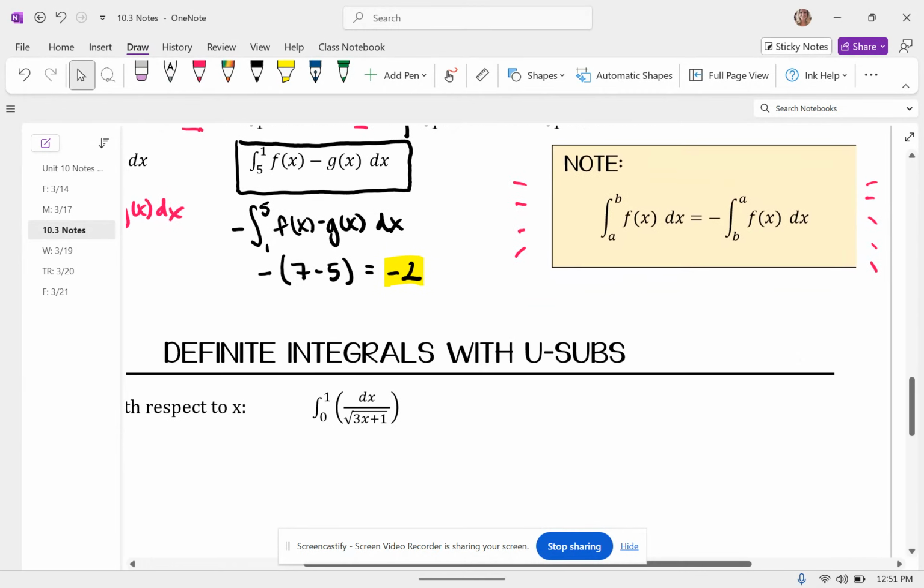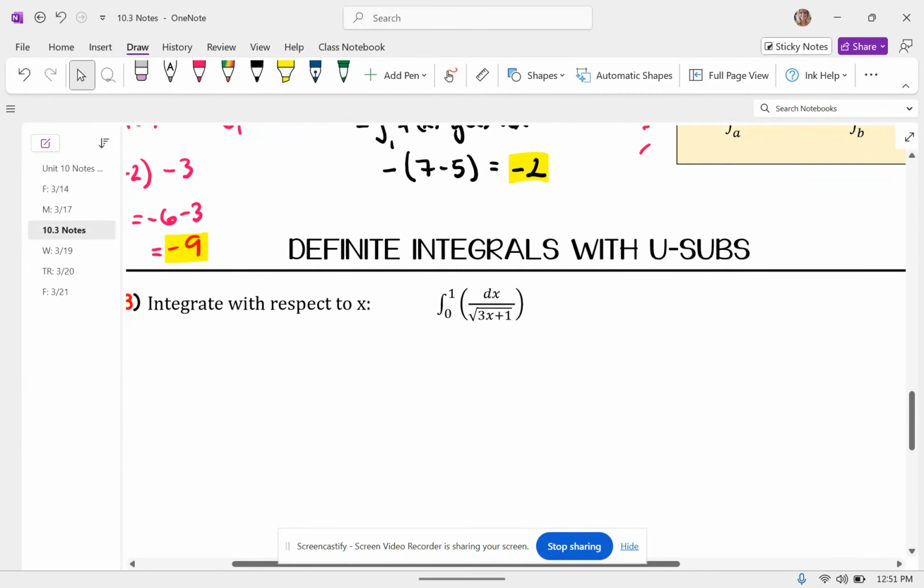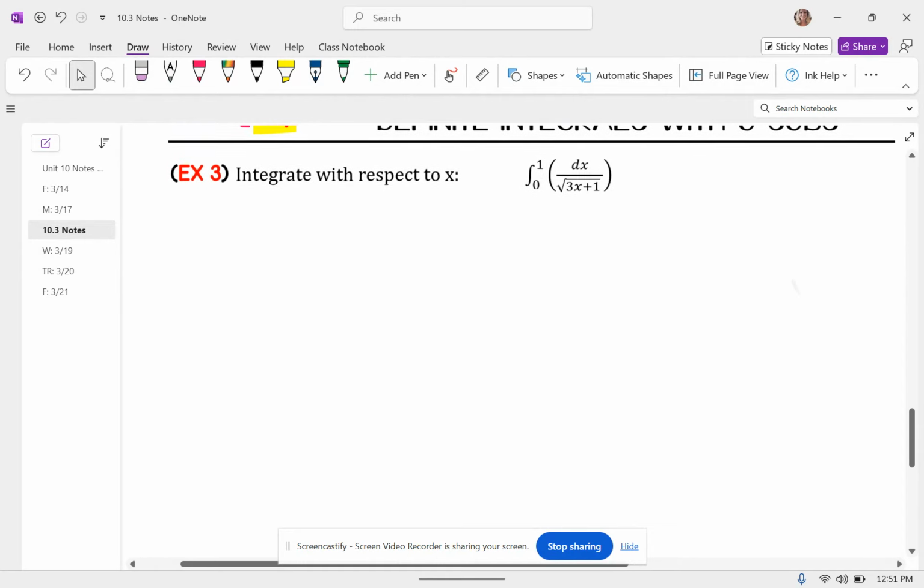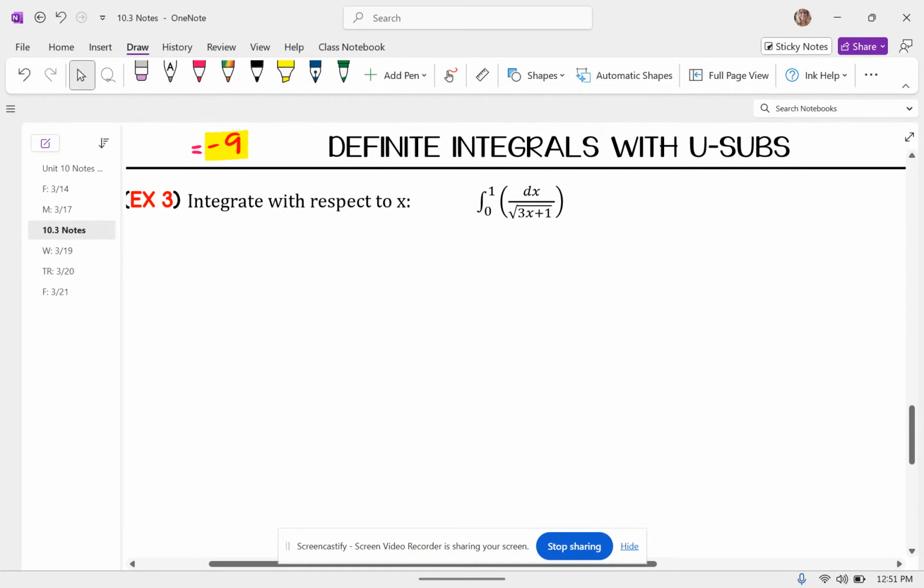All right. I hope you're okay with this because we are moving on to something new. Somebody read the title for us. Connor, read us the title. Definite integrals with U subs. Okay. So when you are using U substitution in a definite integral, you have to do it the following way.